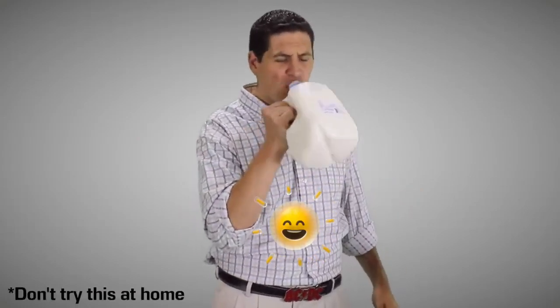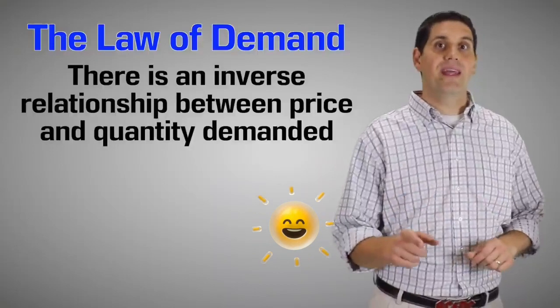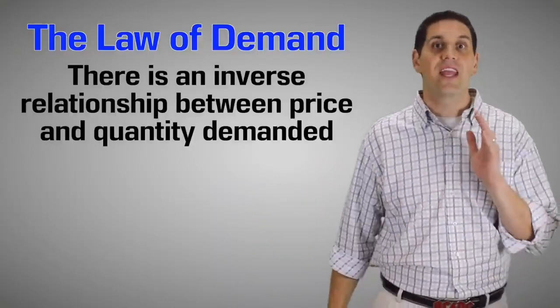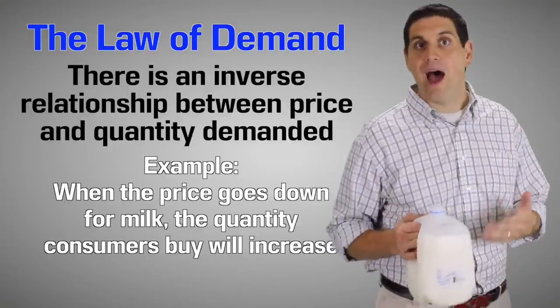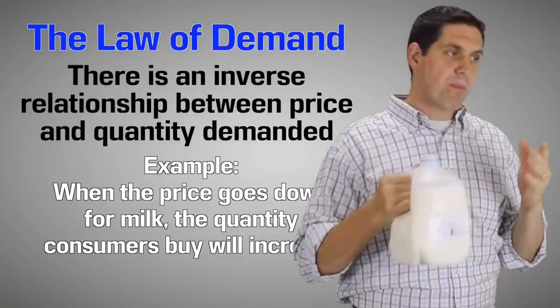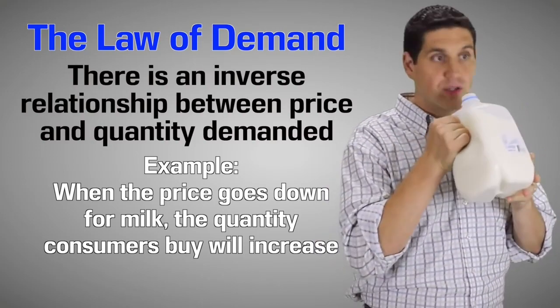Cold, refreshing. The first thing you have to understand about demand is the law of demand, which says that there's an inverse relationship between price and quantity demanded. That means when the price goes down, the quantity demanded increases. If the price goes down, the quantity demanded goes up again.